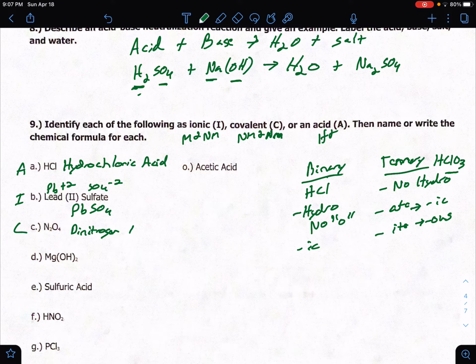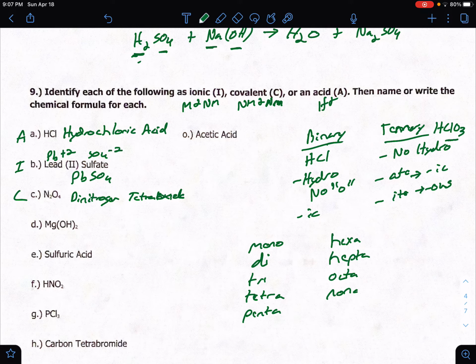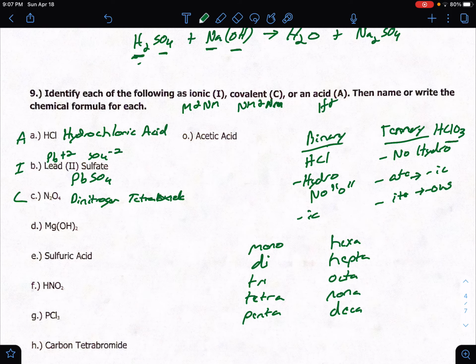4 is tetra. So this is going to be tetraoxide. So if you need a refresher real quick, mono is 1, di, that's 2, tri, tetra, penta, that's 5, and then you have hexa, 6, hepta, 7, octa, 8, nona, 9, and deca is 10. Okay, so this is dinitrogen tetraoxide.